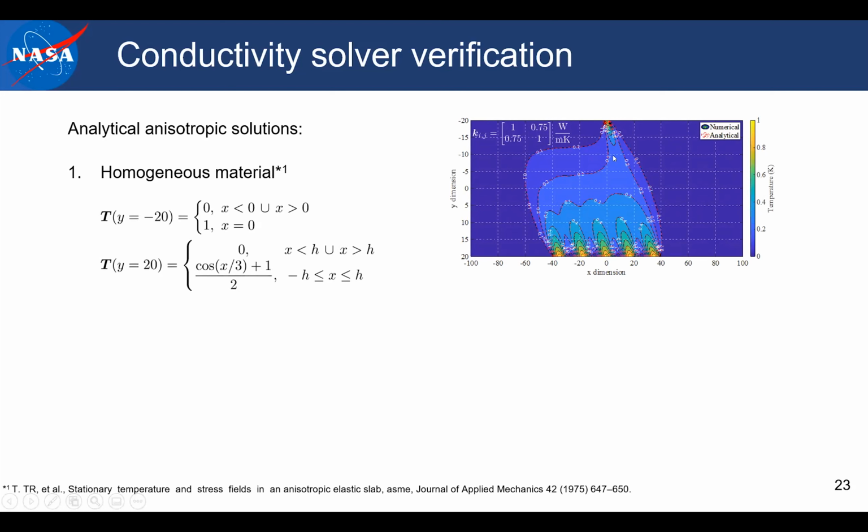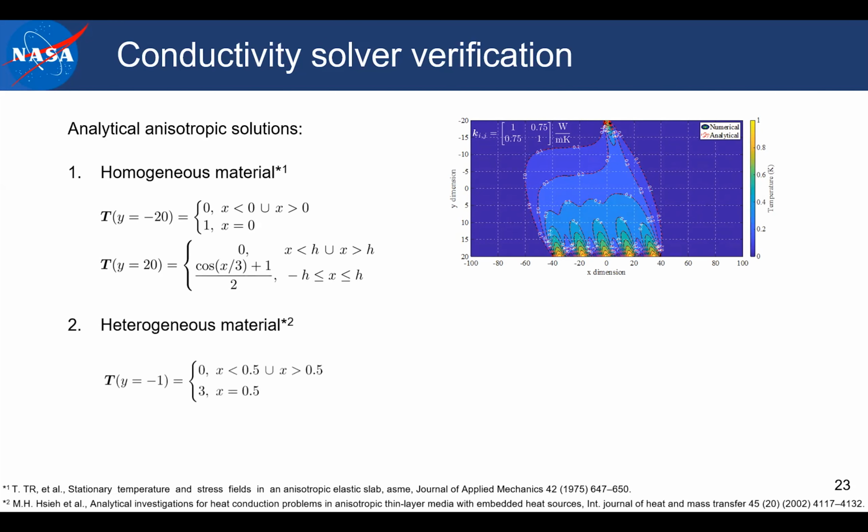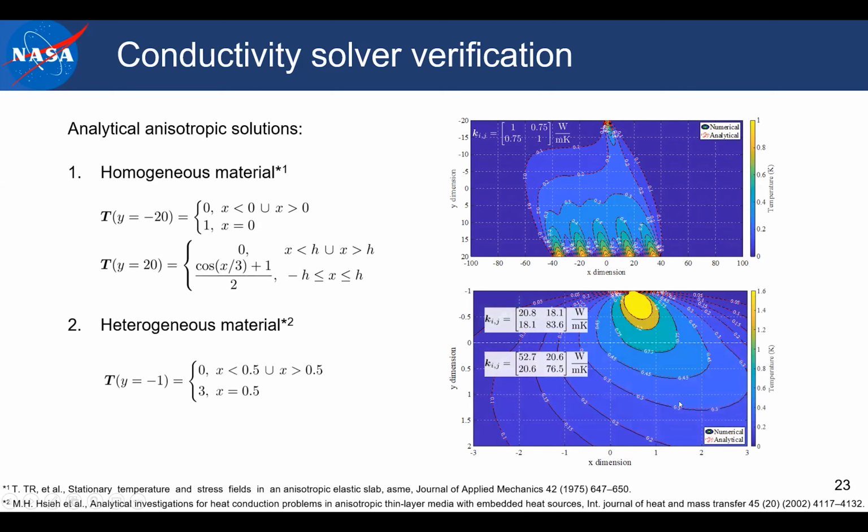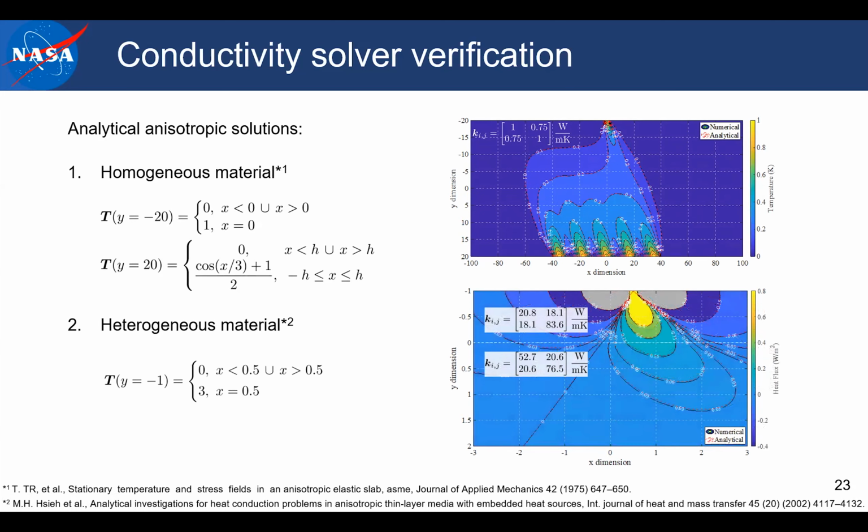I will now very briefly present the verification and validation that we've been running for these two solvers. There are more details in the papers that I referenced, but I just want to briefly show you the results. As you can see, our numerical answer completely agrees with the analytical solution. For the heterogeneous case, it's two materials with two different conductivities, and we also have an analytical solution for that. Still, our numerical answer agrees very nicely with the analytical solution, and we also have this for the flux.